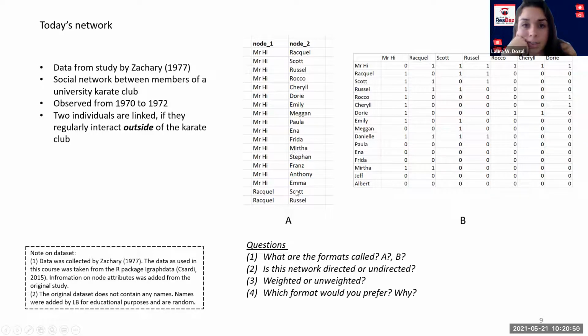And so we have our two formats. A is our edge list. These are just snippets of the network, not the full network, because I believe there are 31 members that were observed, and that would be a lot. I think I just said this was our edge list. So what format is B in, if anyone wants to take a try at that?